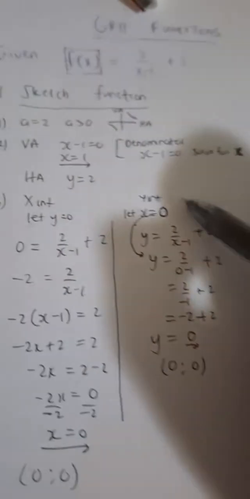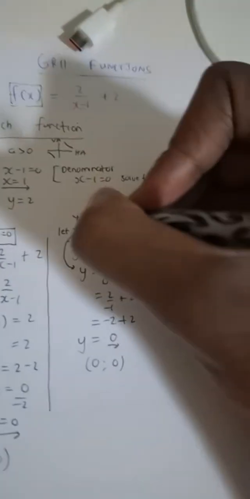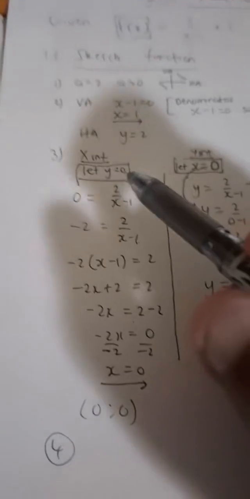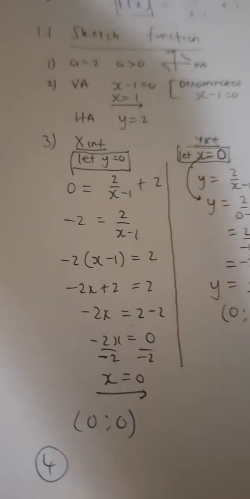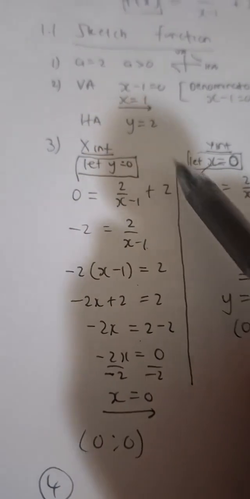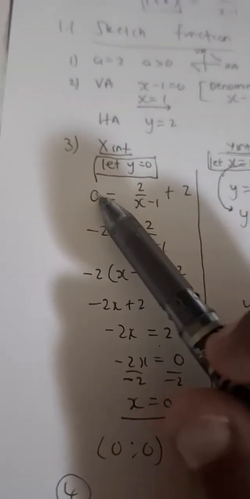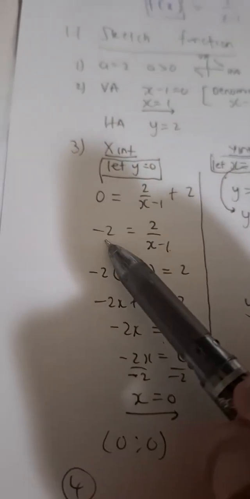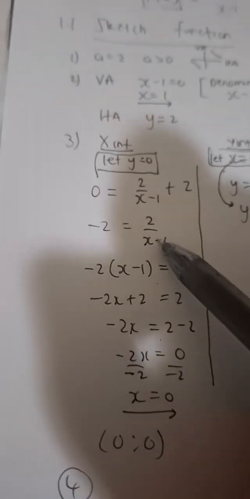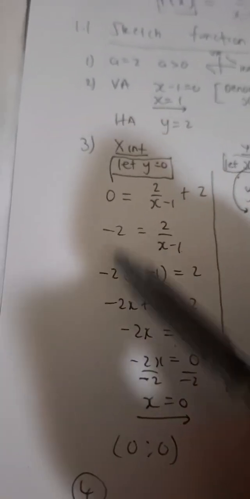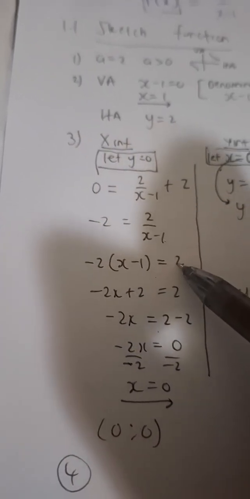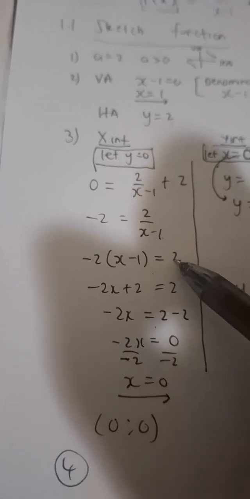Then 3, we find the x-intercept and the y-intercept. To find the x-intercept, let y be equal to 0. To find the y-intercept, we let x be equal to 0. Then we do the mathematics, the algebraic gymnastics, where we let y be equal to 0. So in the place of y, we write 0, transpose the 2, get negative 2, equals 2 over x minus 1 on the right. We cross multiply, negative 2 into x minus 1 is equal to 2.